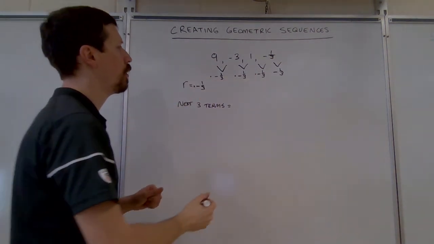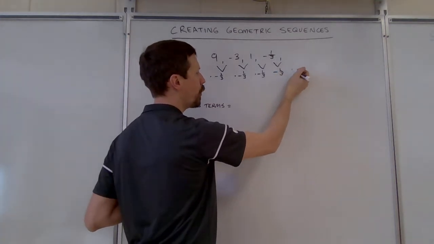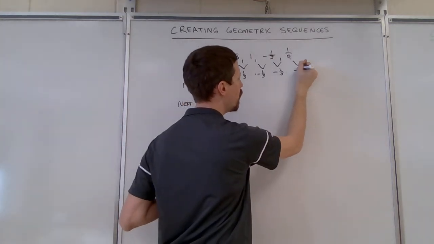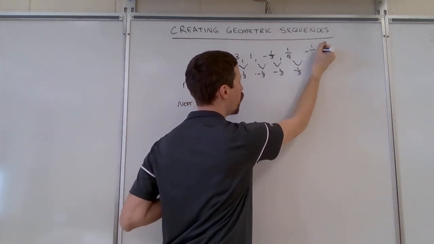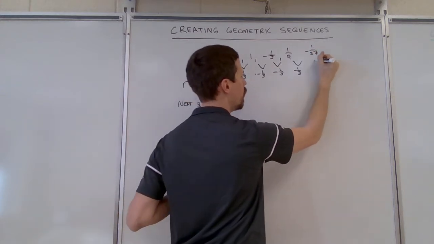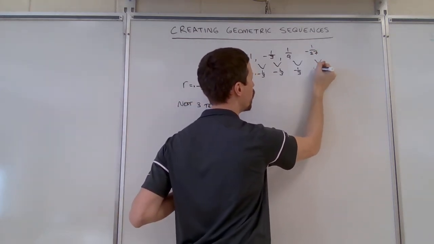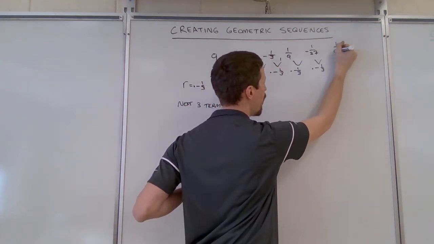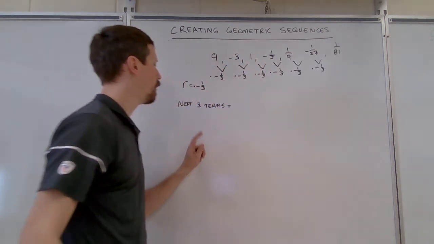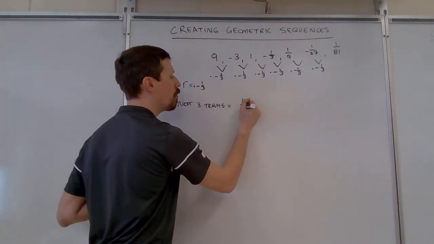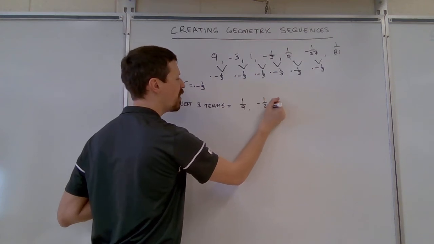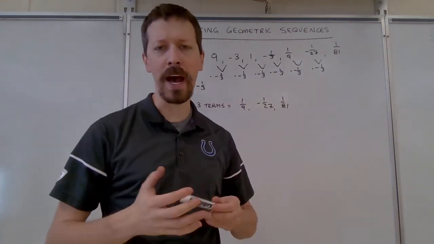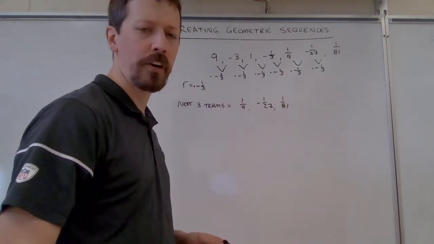And for the next 3 terms, -1/3 times -1/3, if you put this in the calculator, it's going to be 1/9. If I times that by -1/3, that's going to give me -1/27. And if I multiply that times -1/3, that's going to give me 1/81, if I'm doing my math right. That's my next 3 terms will be 1/9, -1/27, and 1/81. All right, so not too bad. You guys should have been able to figure these out fairly easily.